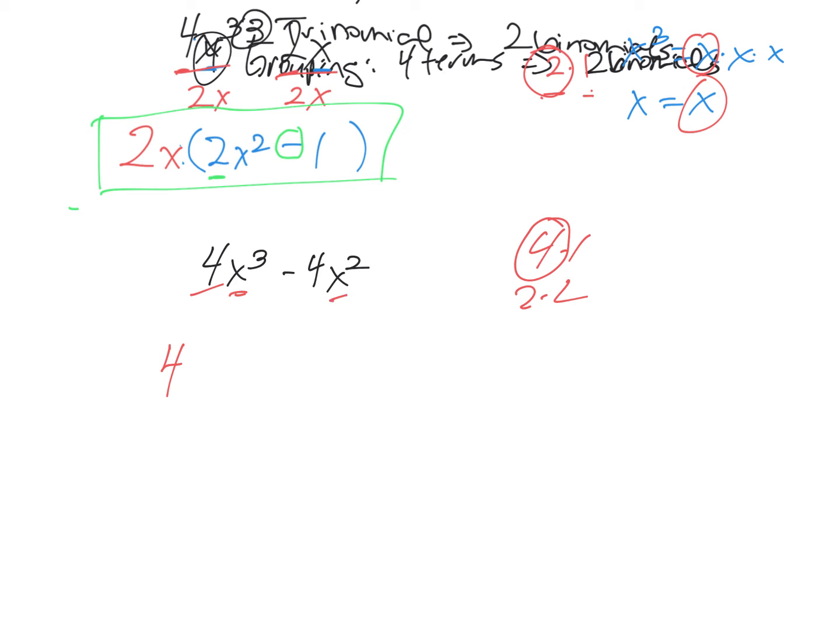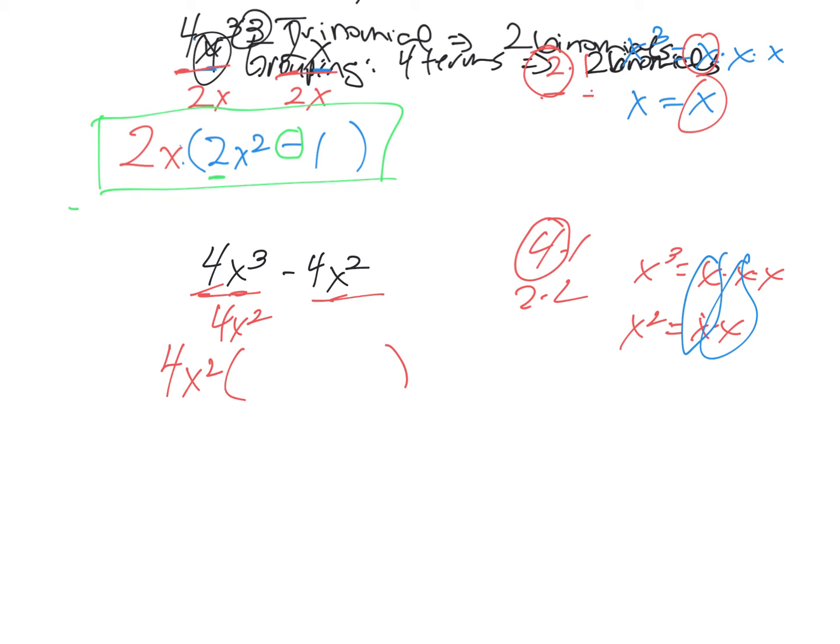Now let's look at our variables. We have x to the power of 3. That's x times x times x. Then I have x squared, which is the same thing as x times x. So how many x's do they share? They share 2. So 4x squared is my greatest common factor. So remember, I'm dividing those out to figure out what is left in my parentheses. 4 divided by 4 is 1. Anything divided by itself is 1. And then x to the power of 3 divided by x squared is just x. And then anything divided by itself is 1, but there's a negative here, so it's a negative 1. Double check inside parentheses. This is not a difference of squares.